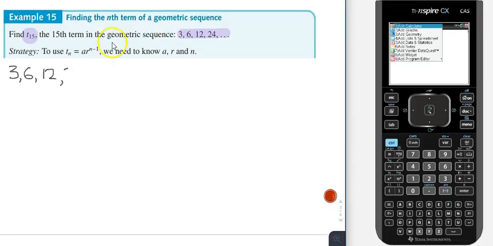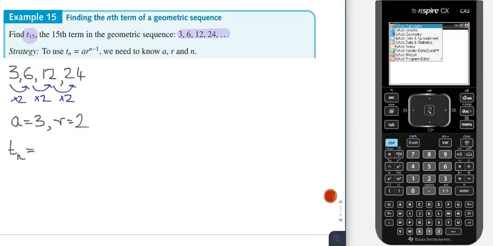Okay, example. So we're asked to find the nth term of a geometric sequence where the sequence is given by 3, 6, 12, 24, which is that same sequence we just had above. And we're asked to find the 15th term. The strategy says to use the formula, but in order to use it, we do need to know A, R, and N. So I'm just going to write that sequence again. Note that the ratio is, again, 2. So R is going to be 2. A is our first value of 3.